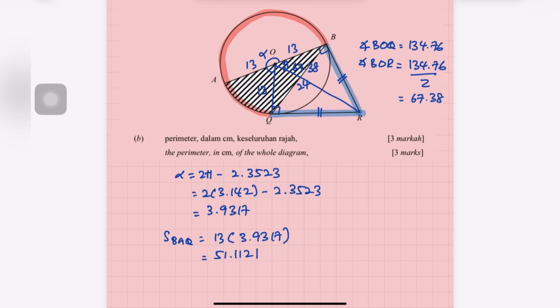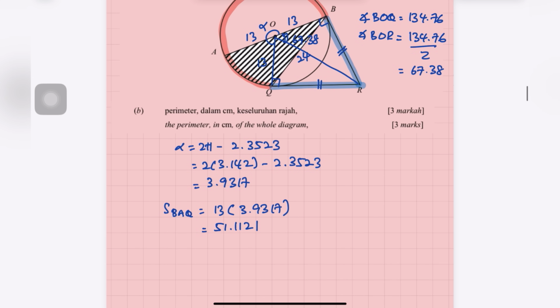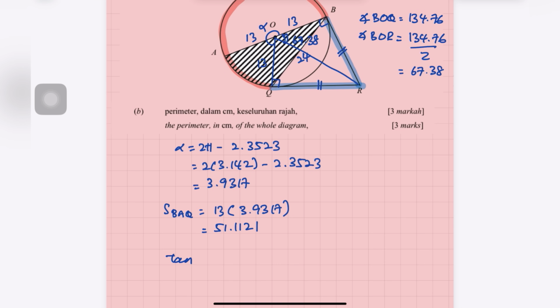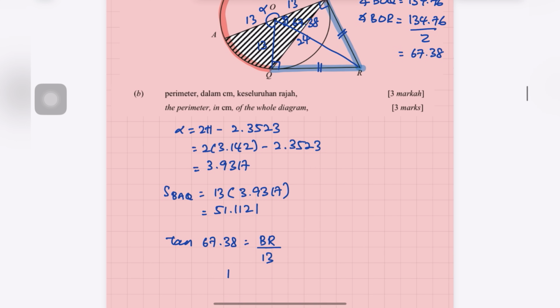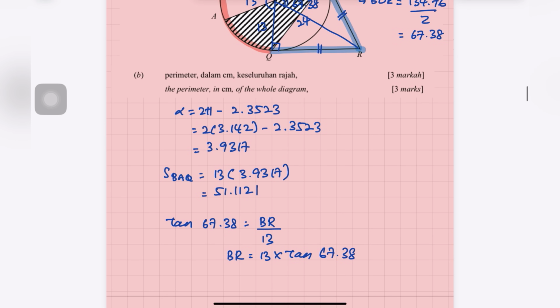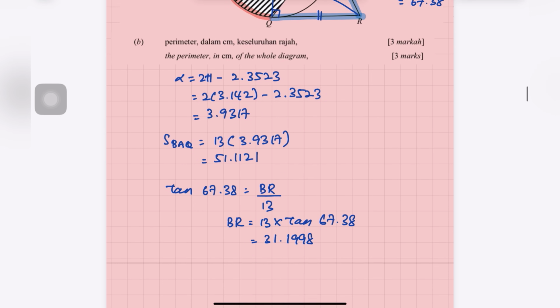So opposite over adjacent. So tangent 67.38 equals to opposite is BR over OB, so over 13. So kita boleh cari BR. So BR is 13 times tangent 67.38. Okay, so this one equals to 31.1998. Okay, so then nak cari perimeter, kita total upkan lah.